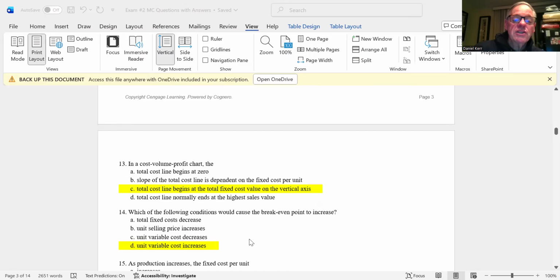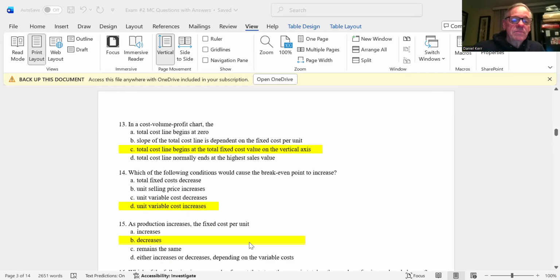14, which of the following conditions would cause the break-even point to increase? So remember, break-even is fixed cost divided by the contribution per unit. So if the unit variable cost increases, you've got less contribution per unit. So therefore, you're going to have an increase in the break-even point. So the answer there is D.